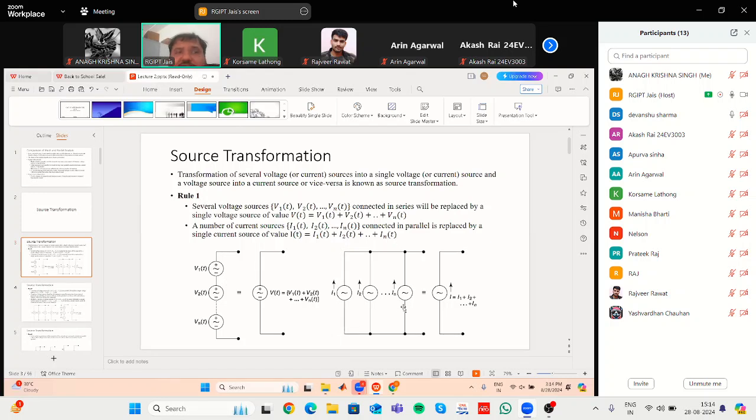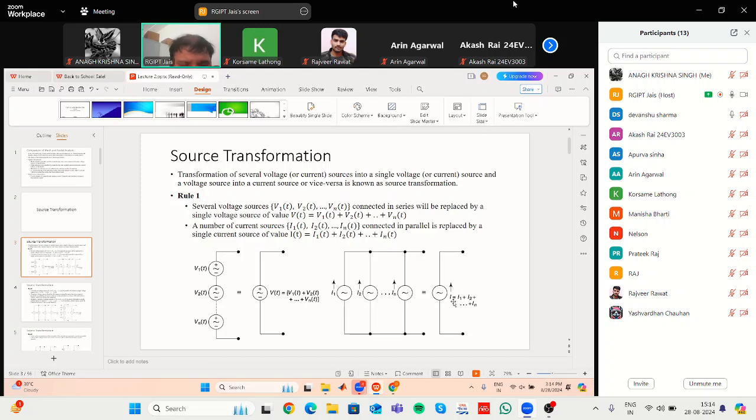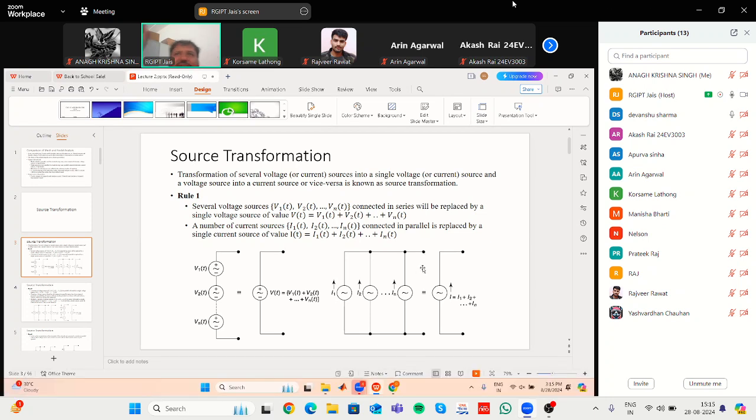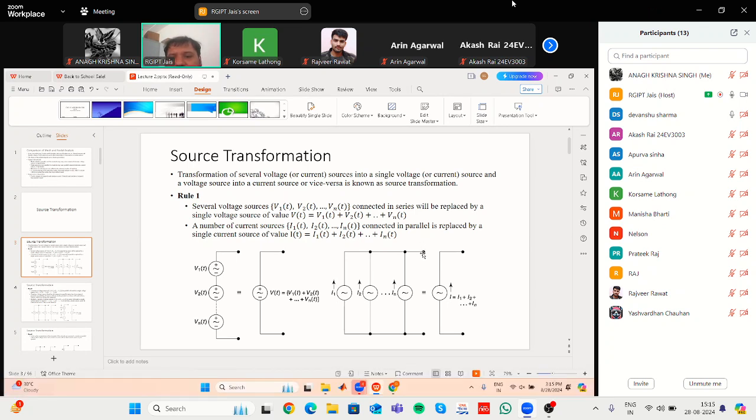Similarly, if there are n current sources connected in parallel, then the equivalent current source will be their addition. That will be the equivalent current source. Because through this part I1 is flowing, through this part I2 is flowing, through this part In is flowing. If you see how much current is entering this particular node, as in KCL where we only see how much current is entering, then it is I1 plus I2 plus In. That will be the net current at this point. That's why we are adding.